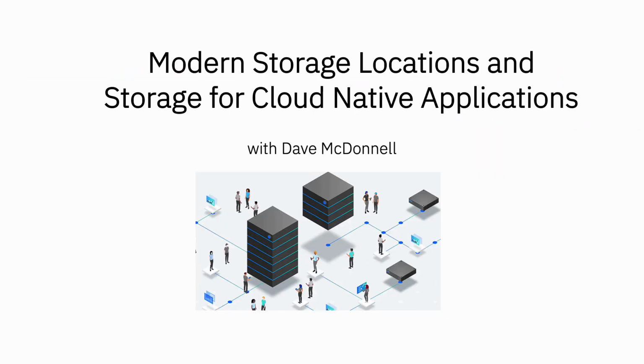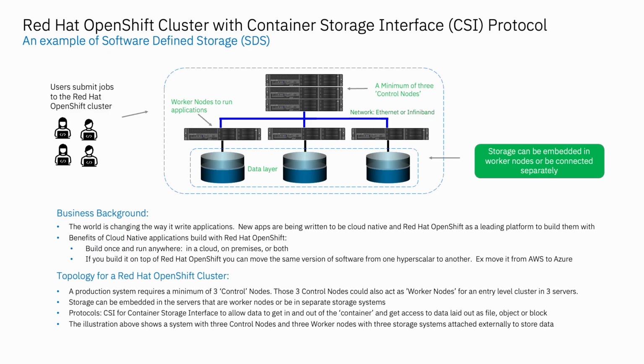Okay, so let's get to modern storage locations and storage for cloud-native applications. We came across this before when we were talking about protocols, right? So the CSI protocol is used for containerized applications. Modern applications need modern infrastructure, and the modern storage for containerized applications uses the CSI protocol.